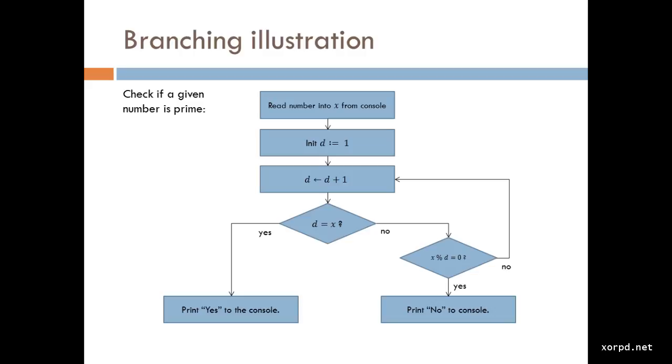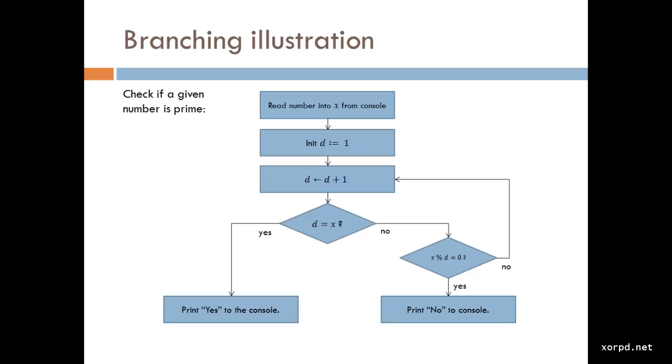If it doesn't equal, then we are going to do this check. We are going to check if X modulo D equals 0. If it doesn't equal 0, we just go back to this task and again increase D by 1. And next, we check again if D equals X. If it equals X, then we print no to the console. No, by the way, is the answer to the question, is the number X prime or not? So, we print no if we get that D equals X.